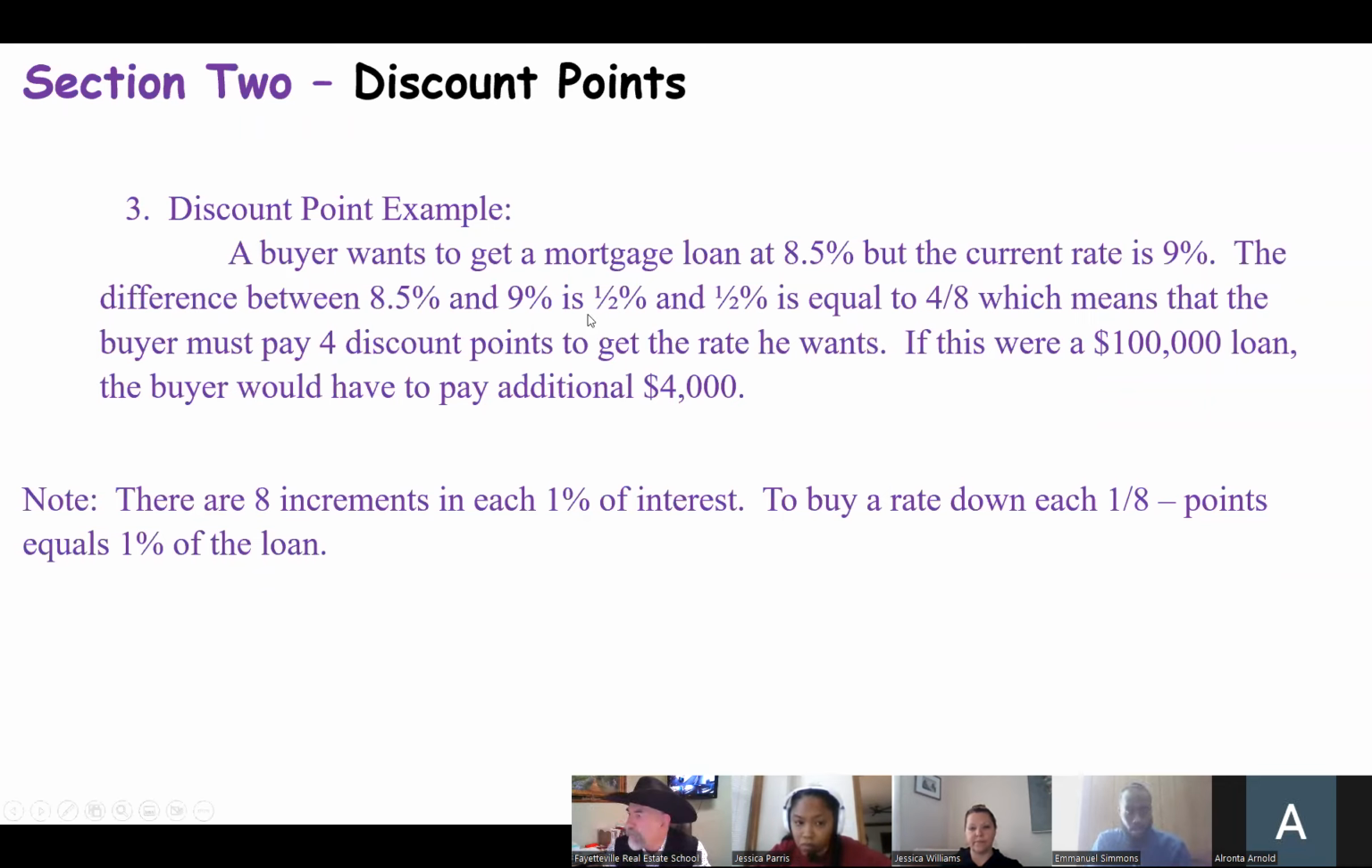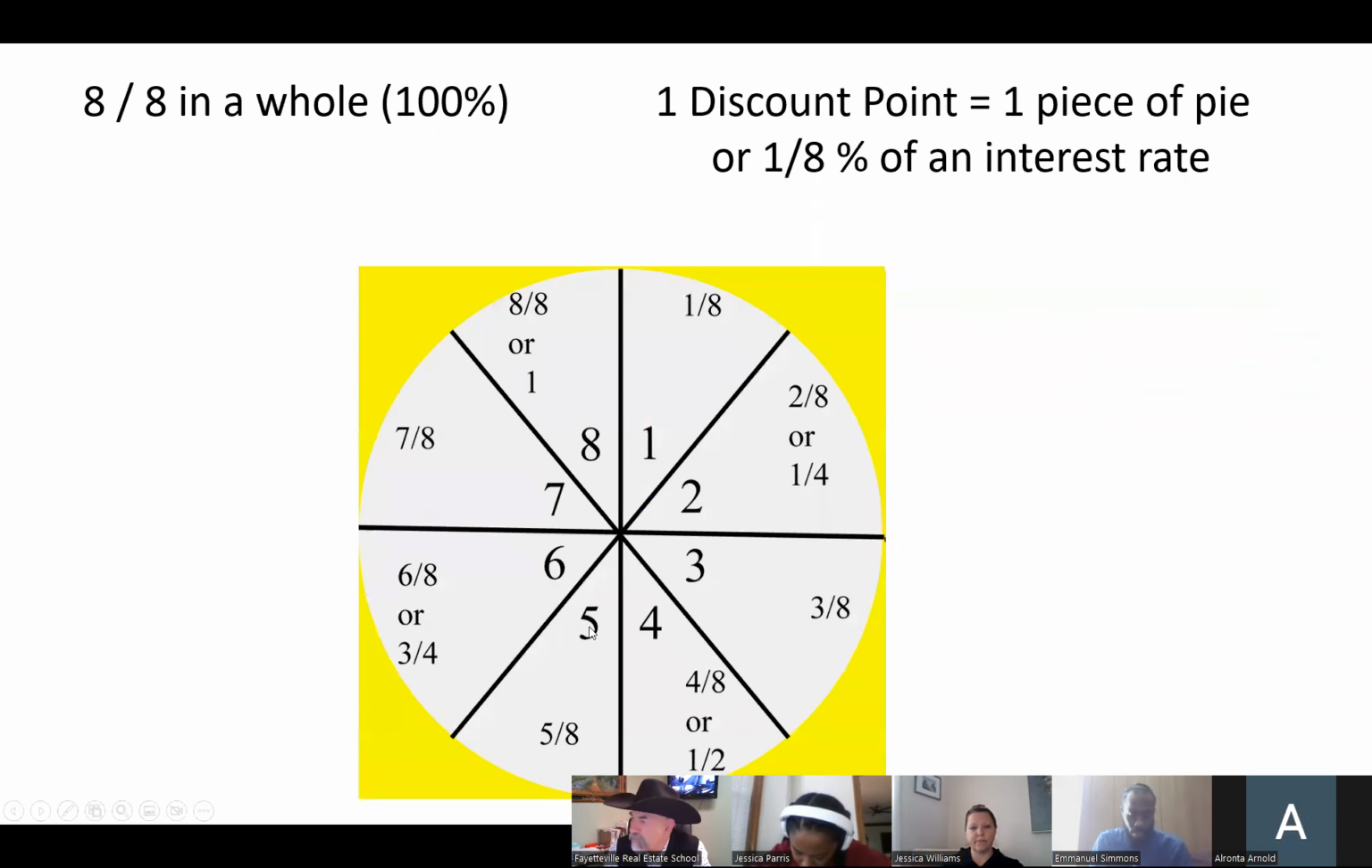All right, so now if the current rate is 9%, and he wants 8.5%, we just take 9% minus 8.5, and that equals 0.5%. He wants to lower his rate by 0.5%. Now, if we go back and look at this, we find that 0.5% is the same thing as 4/8. And so, how many points will that buyer have to buy? 4. He would have to buy 4 points, which equals 0.5%.